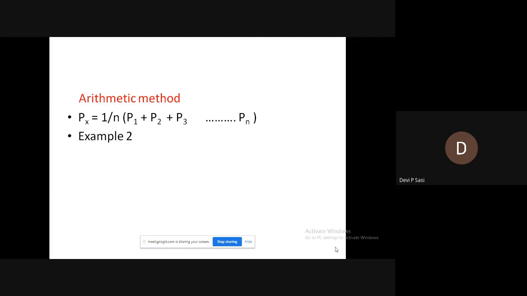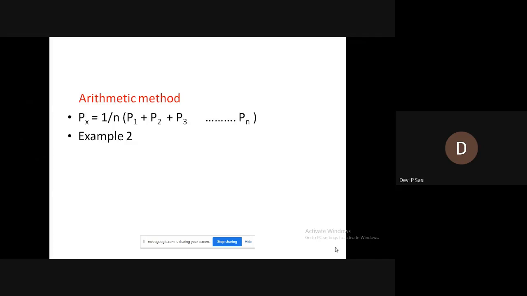Let the missing rainfall be Px. Then Px will be 1 by n into P1 plus P2 plus P3 up to Pn, where n is the number of index stations. P1, P2, P3 up to Pn are the precipitations obtained in the stations 1, 2, 3 up to n.